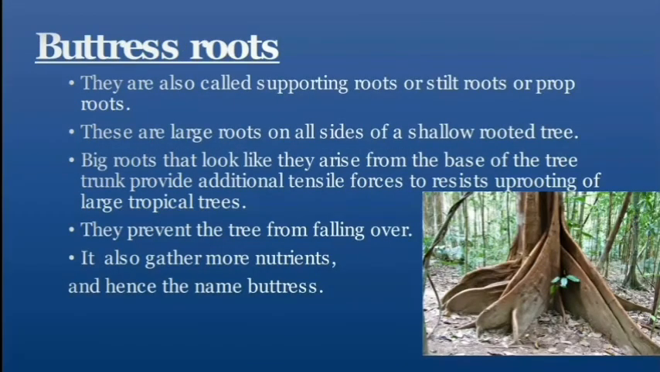Buttress roots. They are also called supporting roots, stilt roots or prop roots, because these are large roots on all sides of a shallow-rooted tree. Big roots that look like they arise from the base of the tree trunk provide additional tensile forces to resist uprooting of large tropical trees. They prevent the tree from falling over. They also gather more nutrients, hence the name buttress.